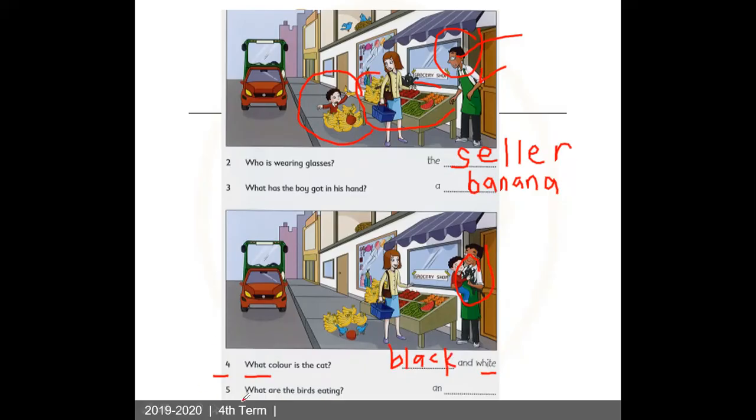Okay, let's move on. What are the birds eating? Okay, the birds. Okay, so there are birds here. And what are they eating? Yeah, they're eating an apple. Yeah, I can see it. So they are eating an apple. Okay, so we're done here.